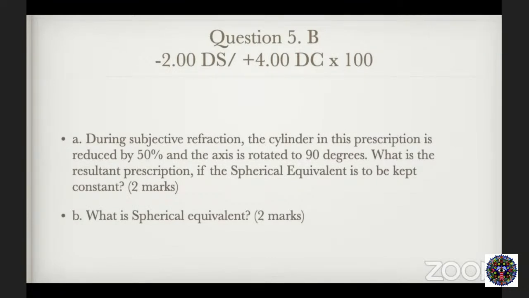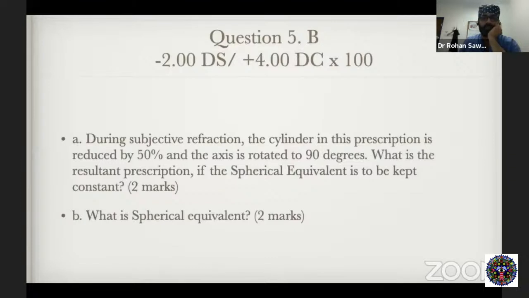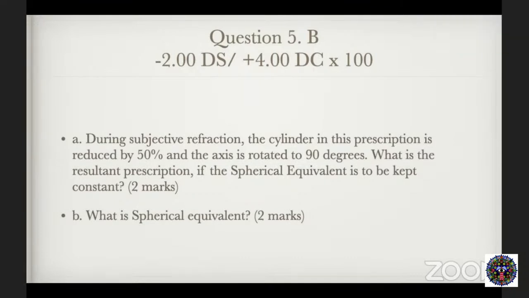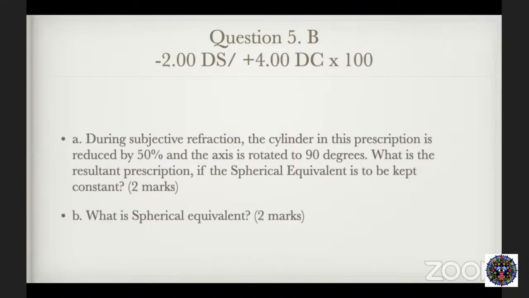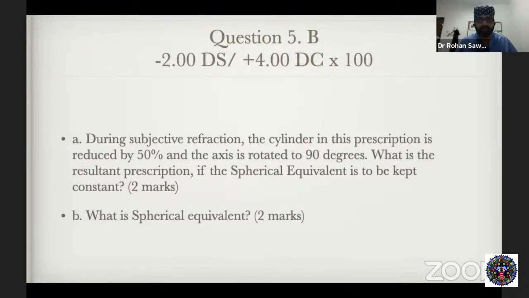Right, anyone? So they've asked us to reduce the cylinder by half. Axis is rotated to 90 degrees. They want to keep the spherical equivalent same. What are you going to do? Right, so the trick here is when you're taking away from the cylinder, you have to add half as much sphere. That is the key for this answer. That's why they asked for the spherical, because you want to keep the spherical equivalent same.